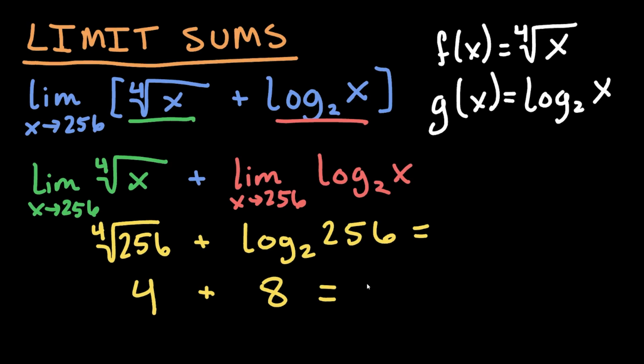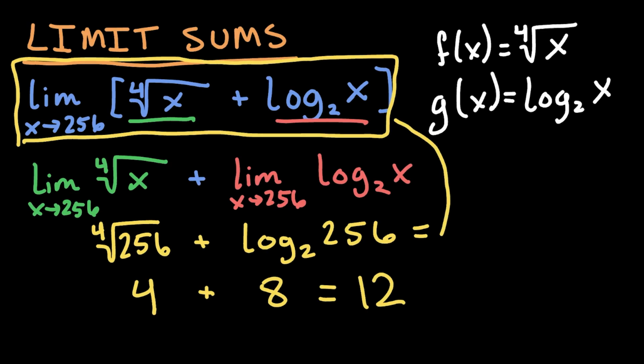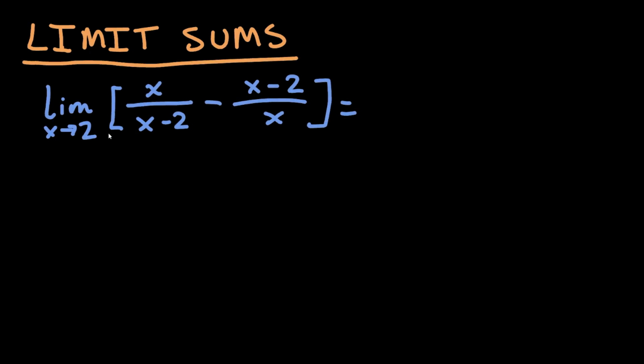And of course, lastly, we can add these together and get 12. So the limit as x approaches 256 equals 12. Let's do one more, and then I think we'll be good for today. So, looking at this final example for today, we're seeing the limit as x approaches 2. Now this one, it's the same thing as last time, but here it's a little bit trickier.